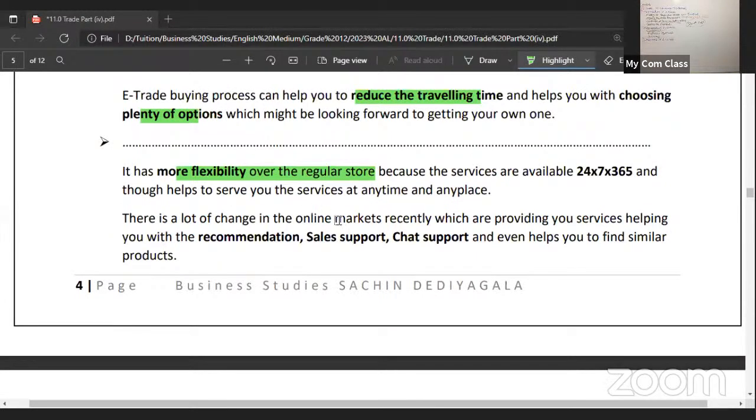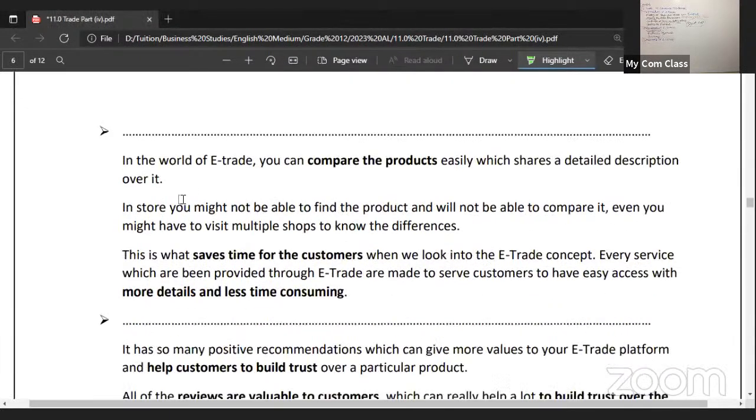And there's a lot of change in the online market recently, providing recommendations, sales support, chat support, benefits. And please write the ability to compare the product. Very good point. You don't need to go to the store, you can go to the purchase yourself, right? Just compare. Please write ability to compare the product.